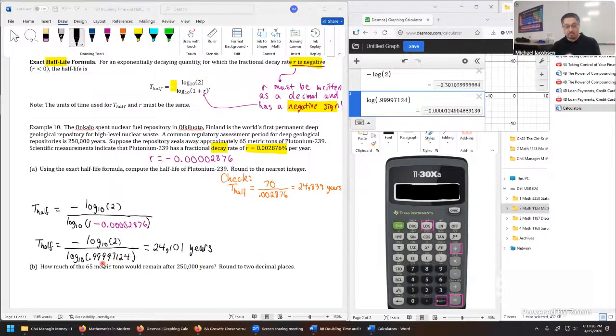Type in this number, 0.99997124. After it's in, hit nothing else but the log key, and you should see this number pop out, negative as well. So your TI-30XA has stored both values because division was hit in the middle. Last thing to hit is the equality key, and it comes out to that same figure, rounding to the same 101 years.